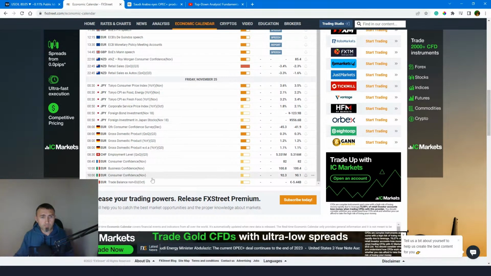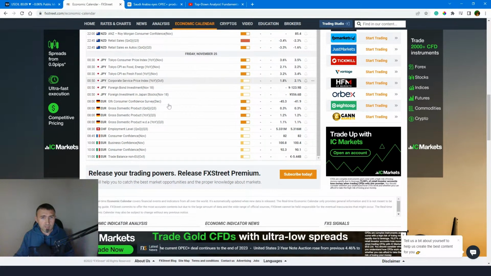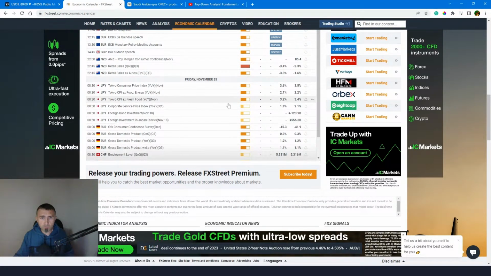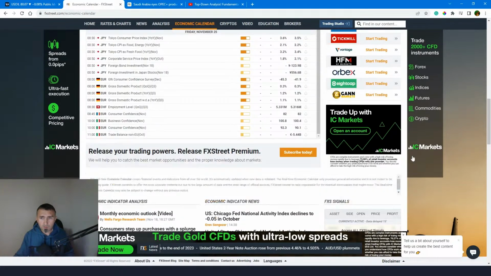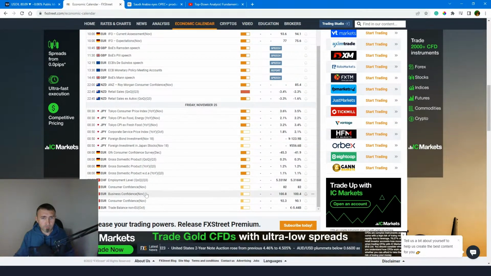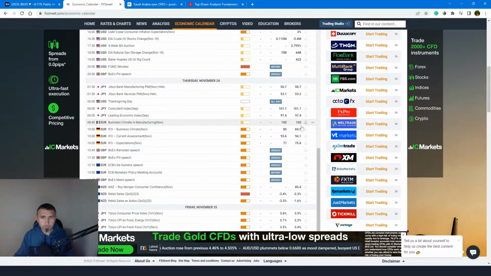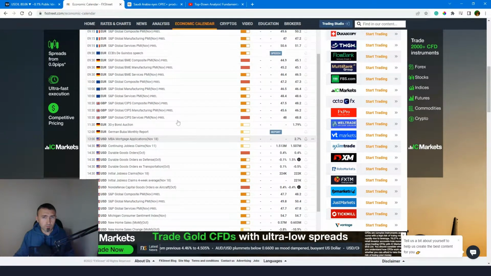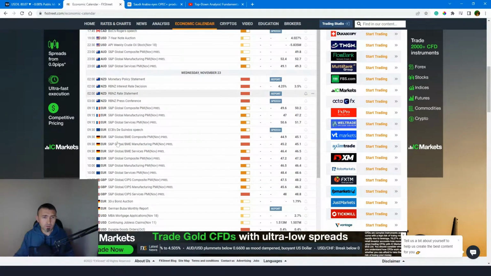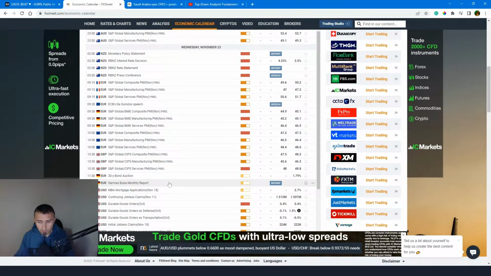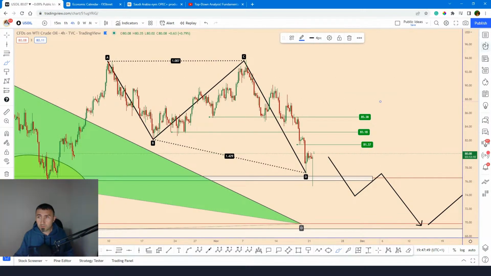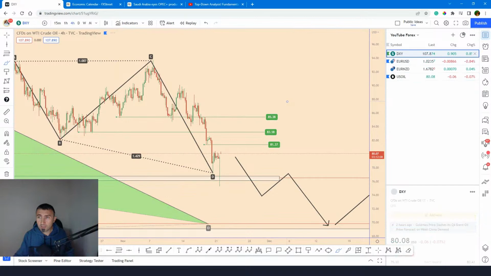And on Friday, we can see that we don't have any important data, at least for this moment. So let's see what is going to happen. I guess we have the day off from the US front here. So overall, Wednesday will be a very important day. So let's go back to our charts right now. What may happen on the other part?